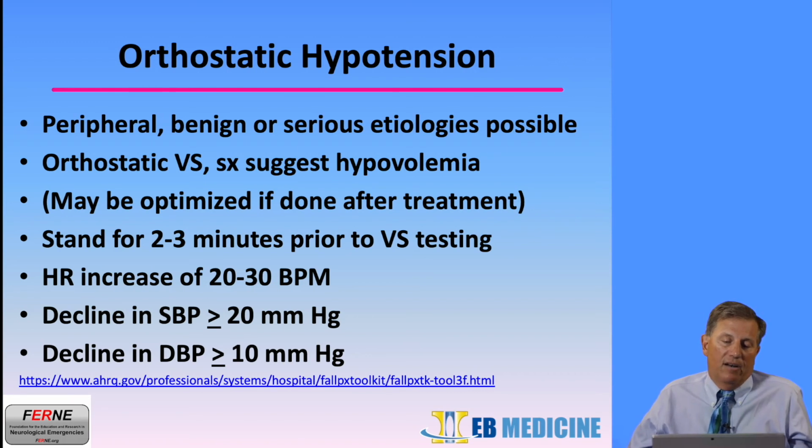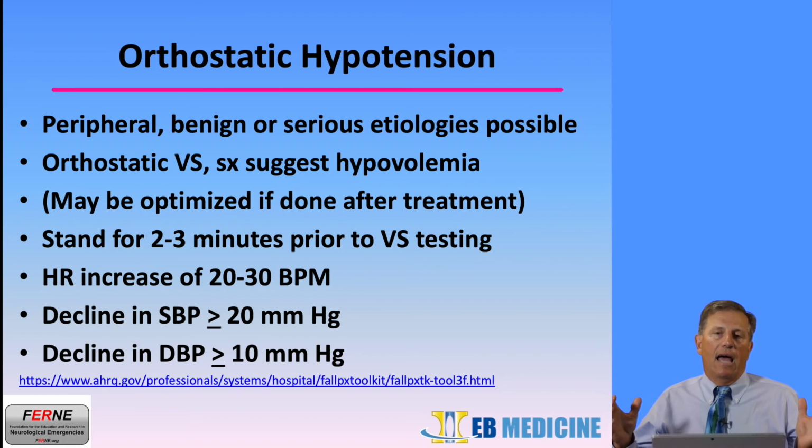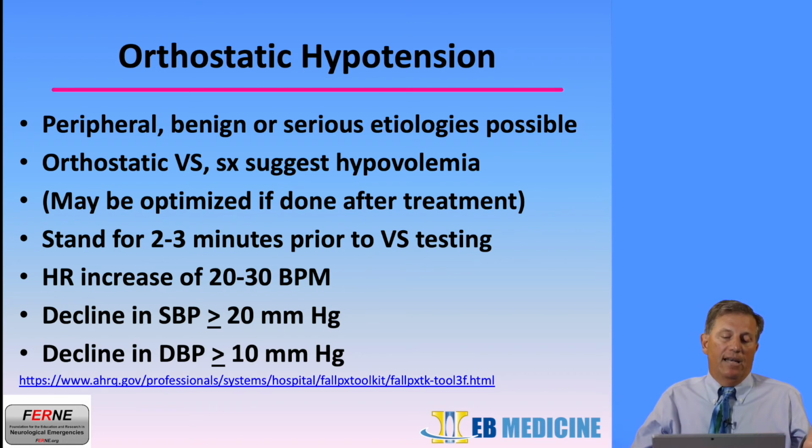And what are orthostatic vitals? A heart rate increase of 20 to 30 beats per minute is by far the most reliable marker for orthostatic hypotension, but a decline in systolic blood pressure of 20 or more millimeters of mercury, or a decline in diastolic blood pressure greater than 10 millimeters of mercury, also can be utilized to suggest orthostatic hypotension.